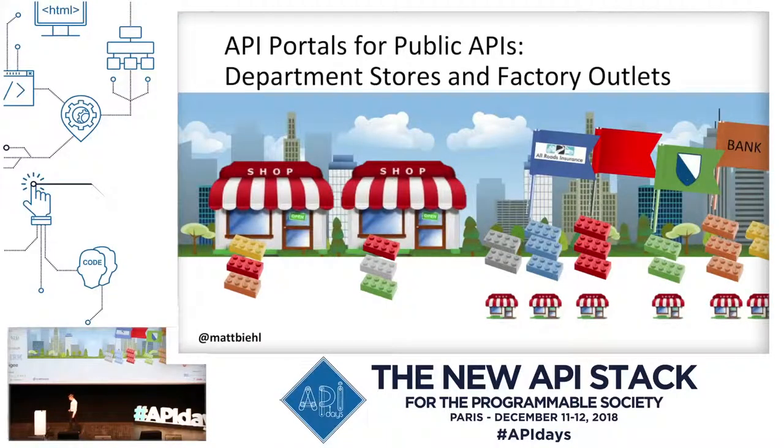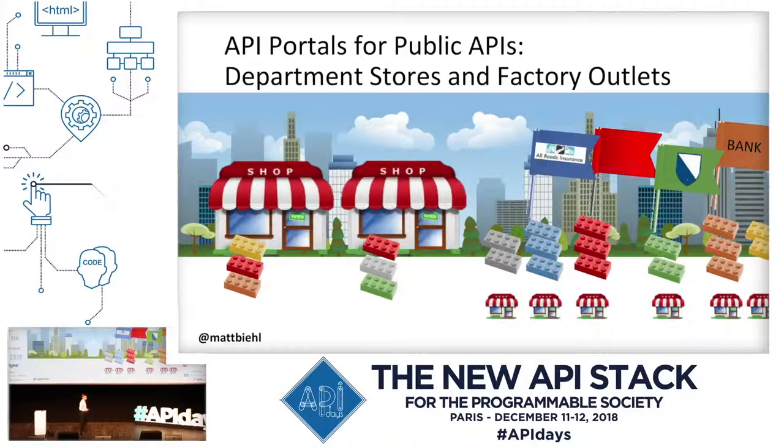Good, so public APIs are also good. What do these shop windows look like? You have different types of shop windows. They are what I call department stores and factory outlets. Most API portals, where you put your public APIs, are factory outlets. For example, the car manufacturer has their APIs on the API portal of this car manufacturer. And the same is true for the bank and for the insurance company and so forth.